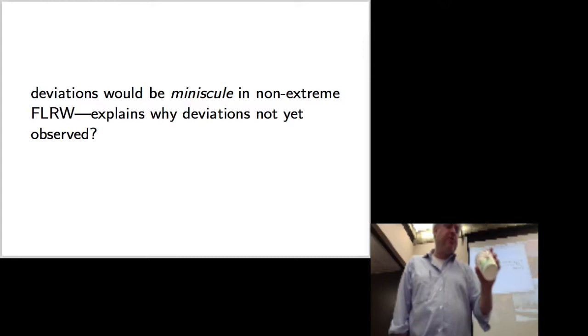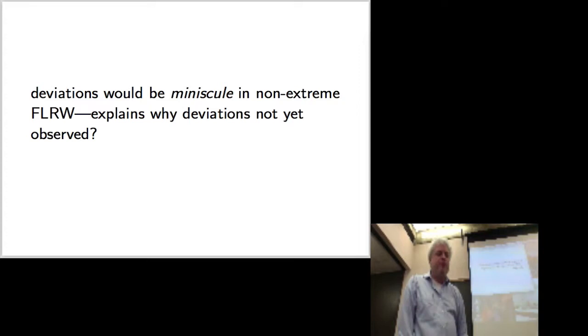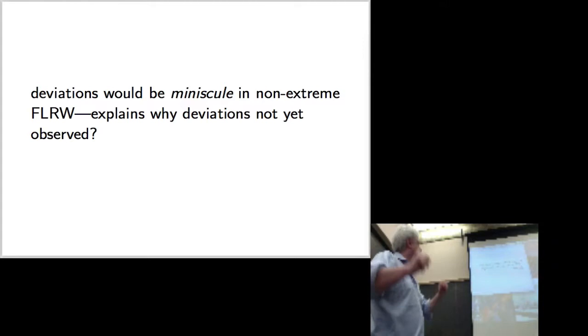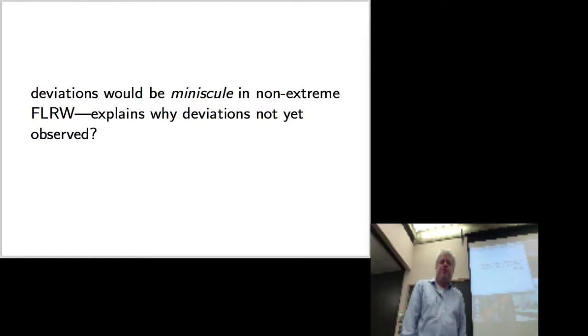It's important to note, though, that very simple, albeit back-of-the-envelope calculations show that these deviations would be utterly minuscule in any non-extreme FLRW cosmological model, which might explain why the deviations, if they are there, have not yet been observed. The deviations from, you know, the Einstein field equation.